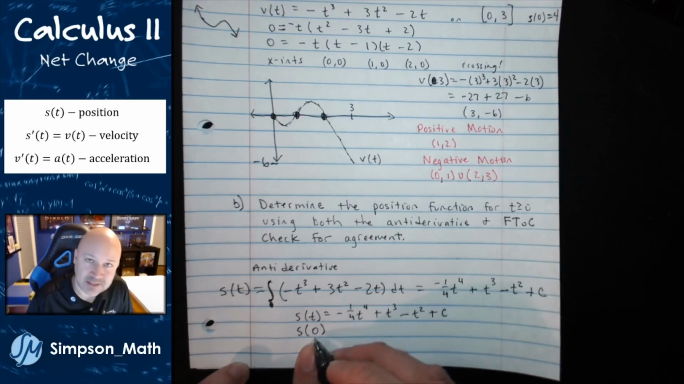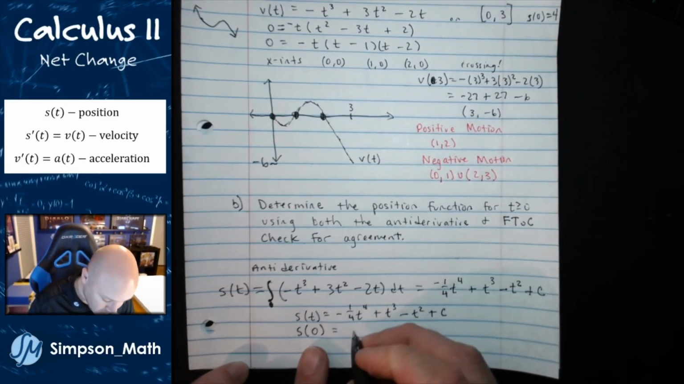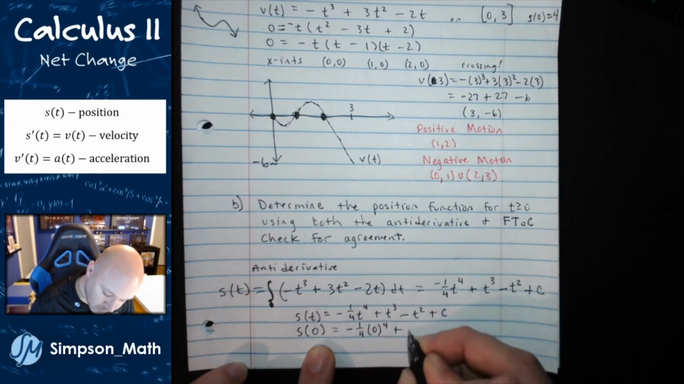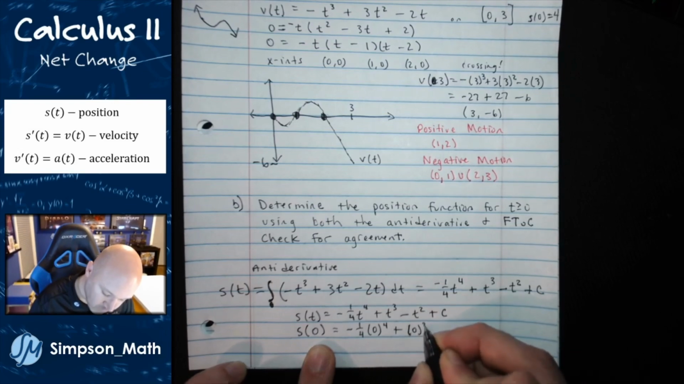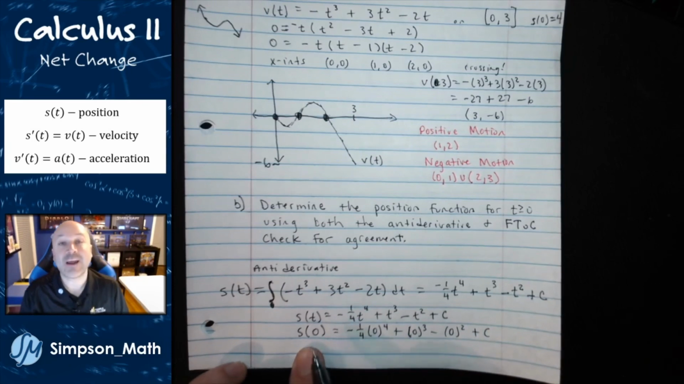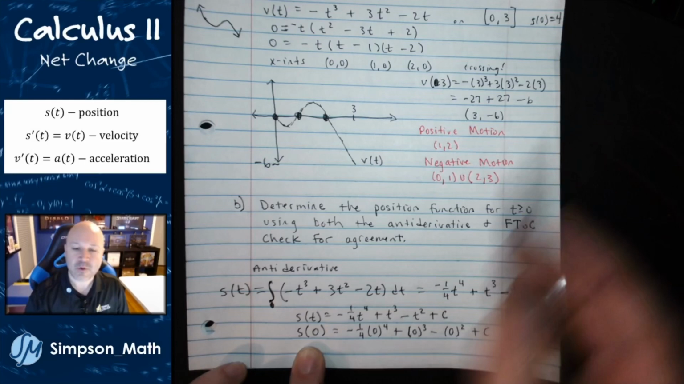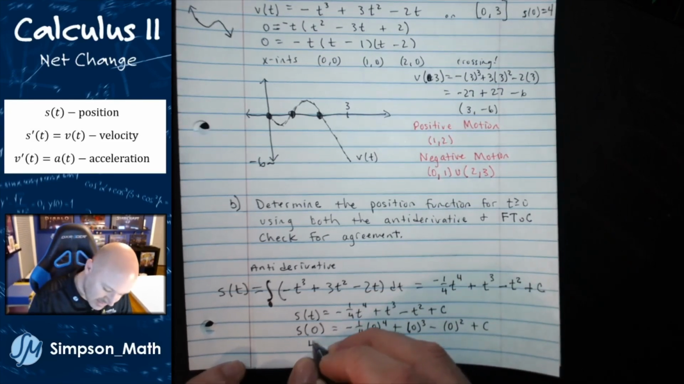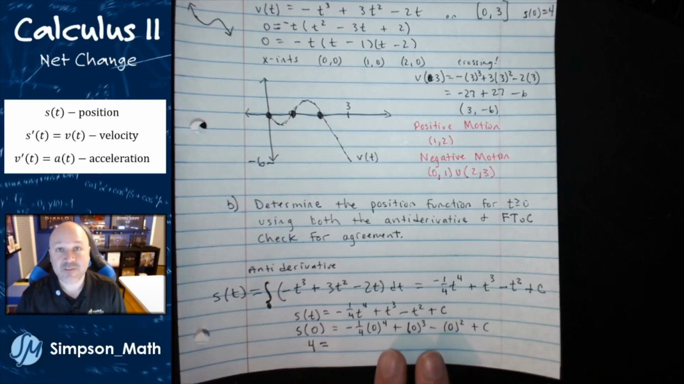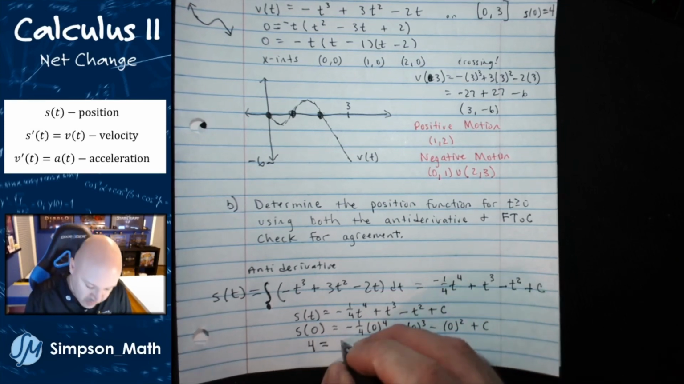Okay, I'm evaluating this at time 0, meaning I'm going to go through and replace all of my t's with 0. Oh, and I know s of 0. S of 0 is given as 4. So in the end, this has got to be equal to 4. The right-hand side is very convenient. All of those zeros are convenient in that polynomial, leaving me with c equals 4.